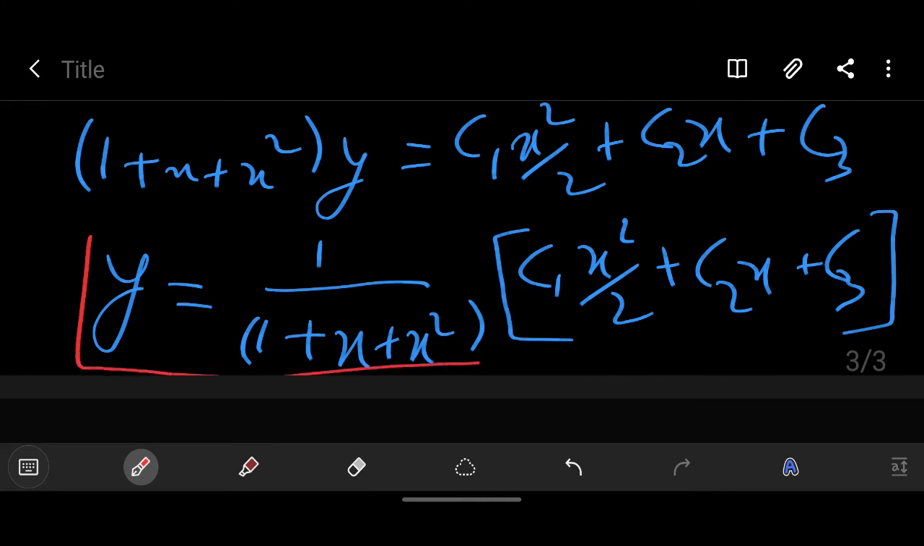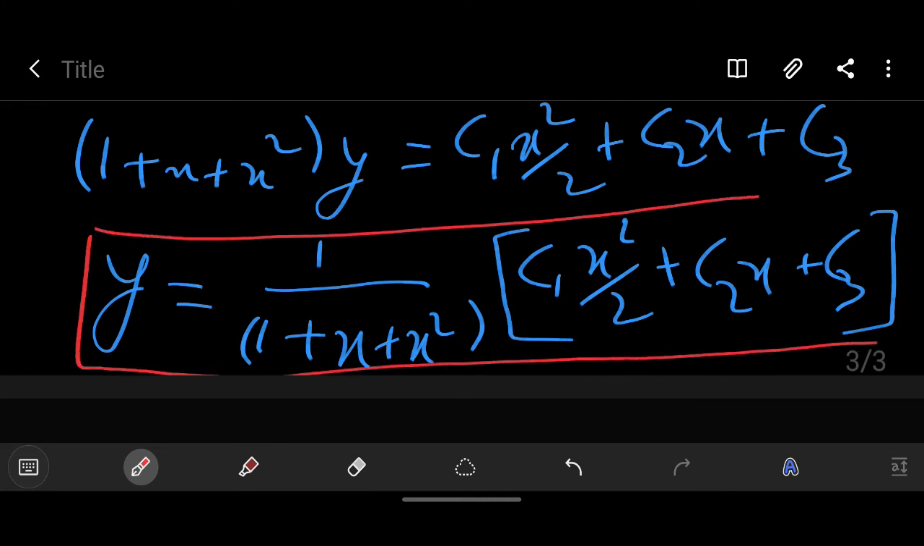This is the final answer for our given problem. So like that, we have to see whether the given problem is exact or not, and if it is exact, then we can integrate the whole equation to reduce it to its lower order, and then do the same process, and so on.